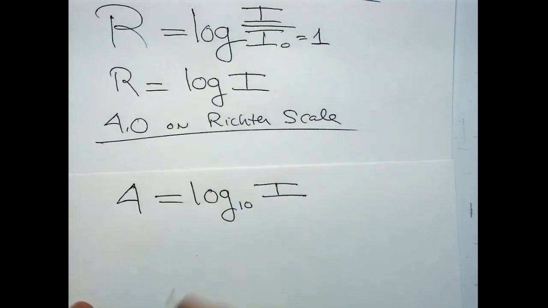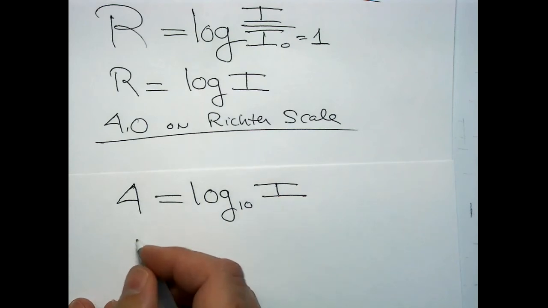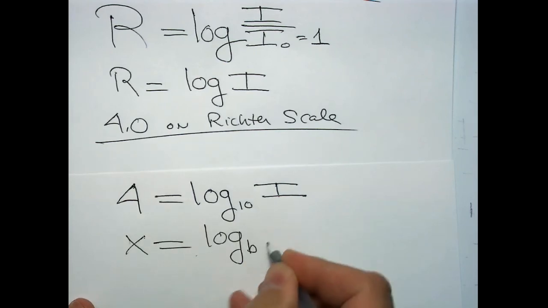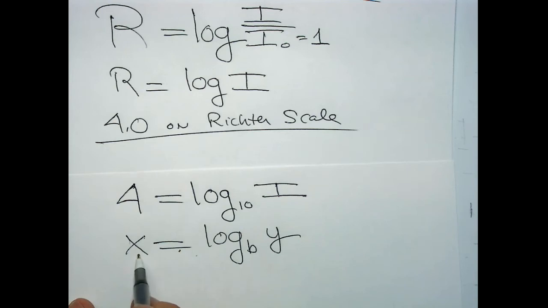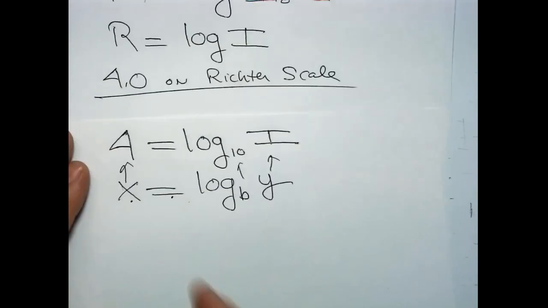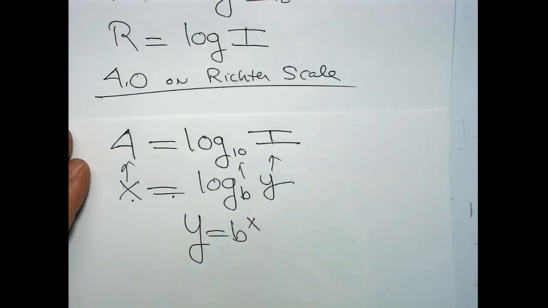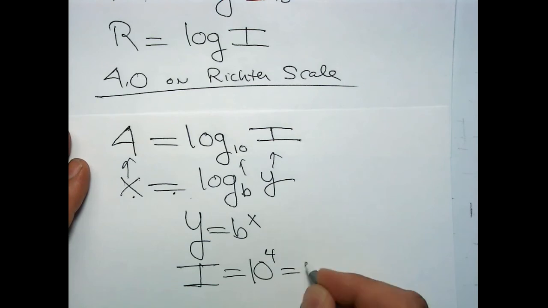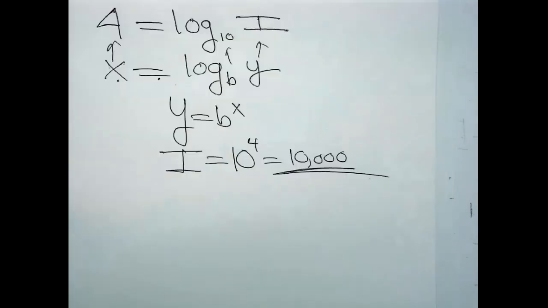Well, it's perfectly set up to calculate this intensity because this is x equals log base b of y. Remember, the answers for logarithms are exponents, so we match all that up, and we rewrite it as y equals b to the x. So y is right there. That's the intensity. B is base 10. X is the Richter scale 4. The intensity is 10,000. So that's a relatively big earthquake.